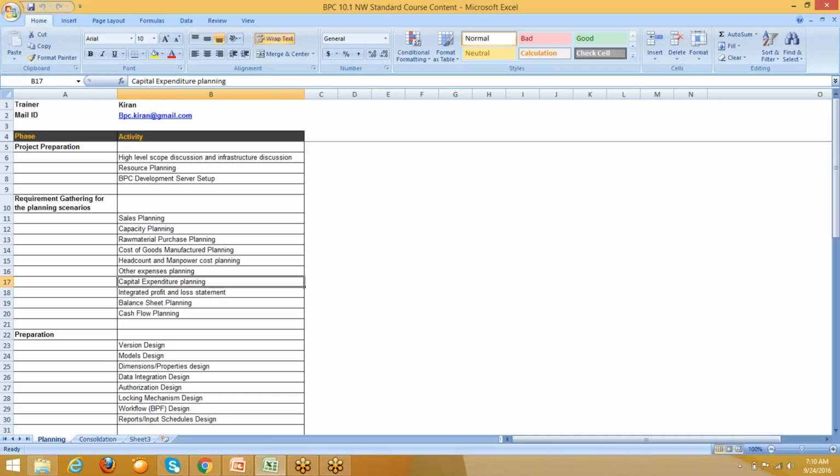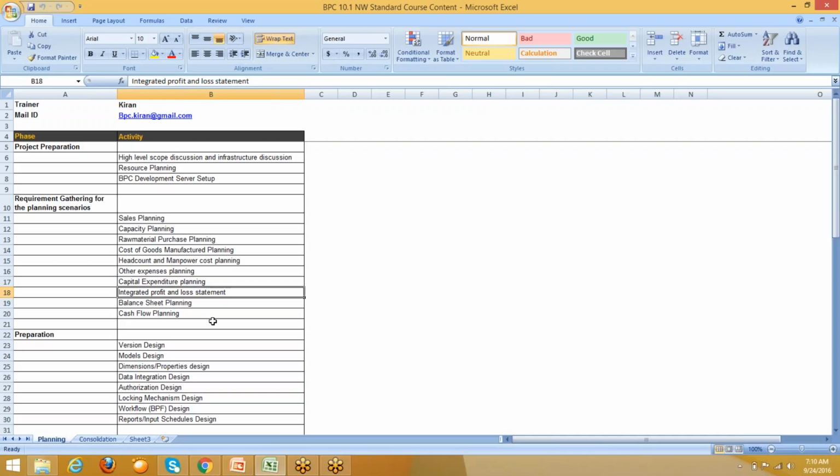When you are buying an asset, how you are paying the money, the installation date, how much you are going to pay for that asset, when you are going to pay for that asset. What is the depreciation for that asset? What is the accumulated depreciation for that asset? That we are going to discuss in the capital expenditure plan.